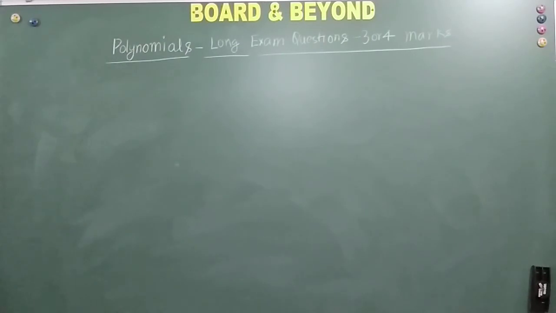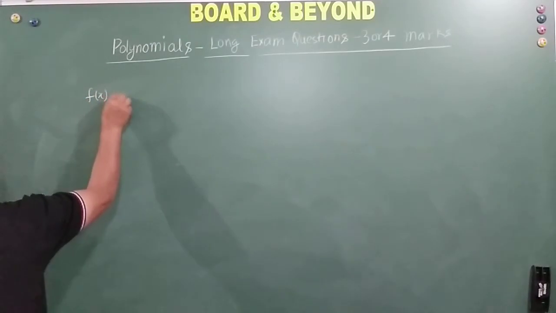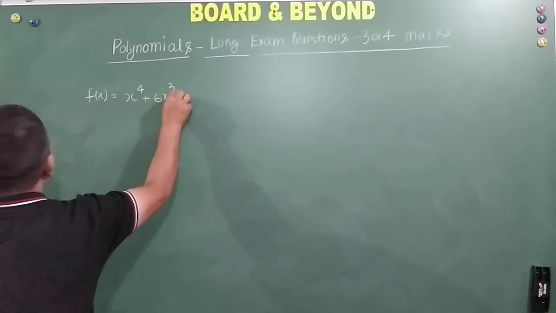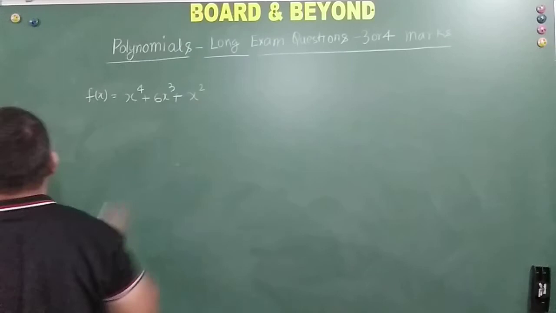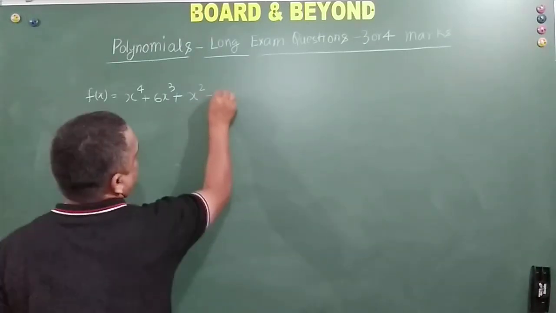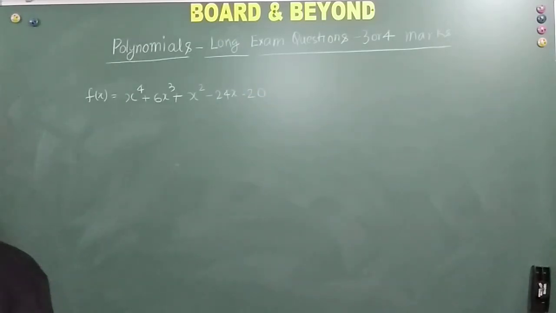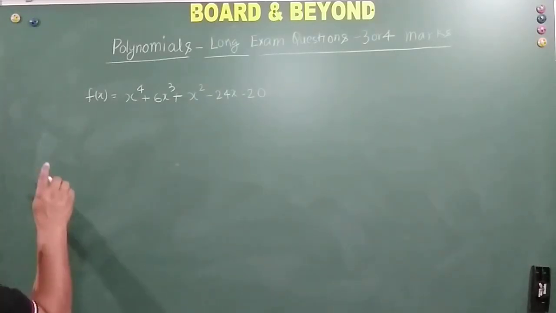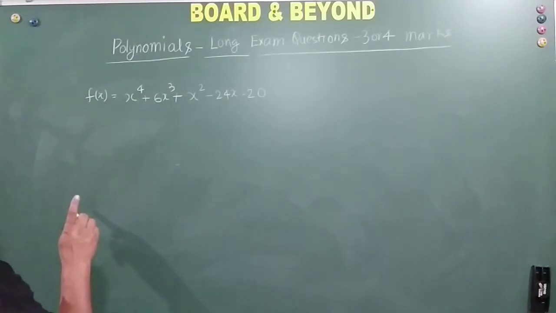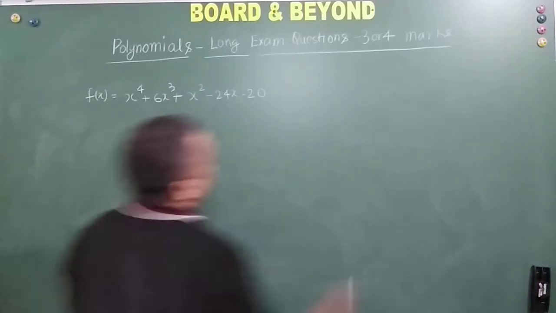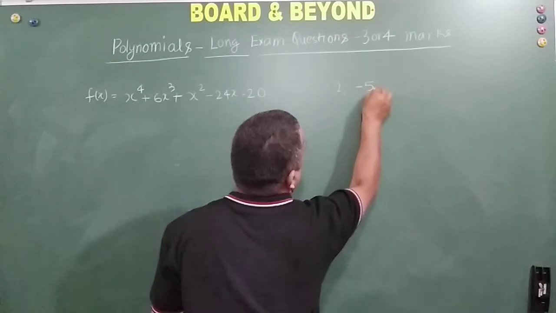So the next question says: obtain all the zeros of a polynomial. I'll write the polynomial here. f of x is equal to x raised to power 4 plus 6x cube plus x square minus 24x minus 20, if two of its zeros are 2 and minus 5.